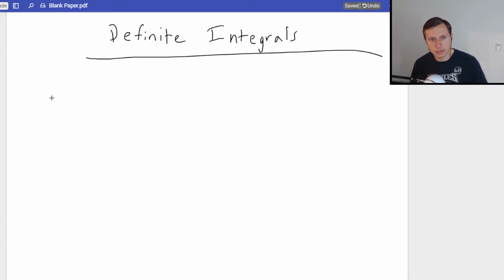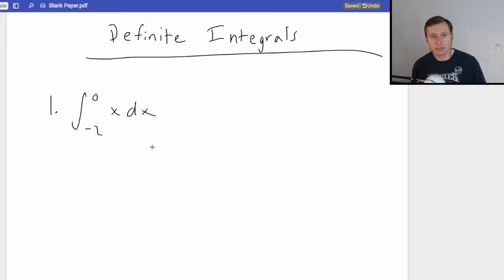So let's deal with this first problem here. I have the integral from -2 to 0 of x dx. Right away you notice the big difference between definite and indefinite integrals. Definite integrals have bounds, indefinite integrals do not. Luckily the process stays exactly the same for most of it.